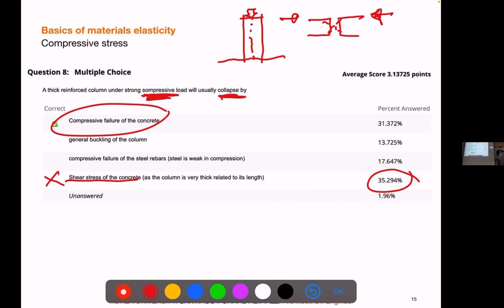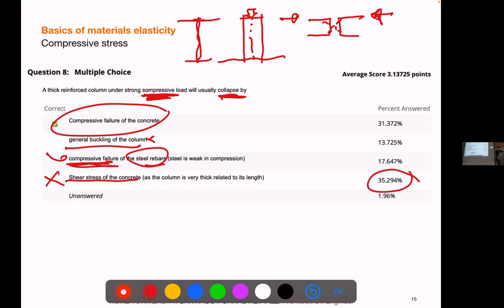And then buckling of the column will be with the thin columns, we know, right? We commented, the thinner the element is, the more tendency to buckle. Now the steel bars will buckle eventually, but it is after the concrete breaks. So this is not the failure, it happens later, right?